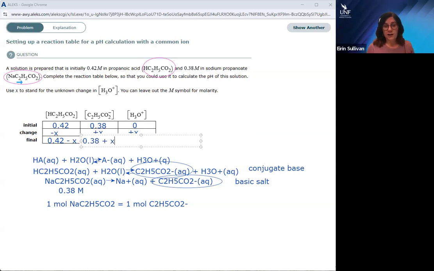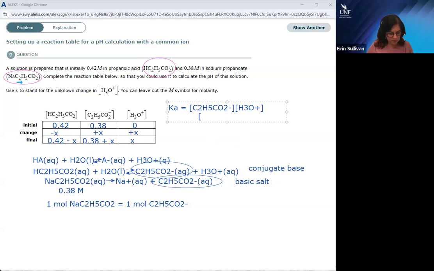So the only thing that is changing from what we normally see in an ICE table is that we have, in this case, 0.38 plus X instead of just X for the concentration of our salt at equilibrium. So then you're just going to stick them in the Ka expression, or Kb expression if it's a weak base, right? And of course, we can't actually go ahead and solve this because we do not actually have the value for Ka, but just like you'd do normally, it's going to be the concentration of our conjugate base times our concentration of hydronium divided by our concentration of our weak acid, C2H5CO2H. So you're just going to stick those numbers in terms of X.